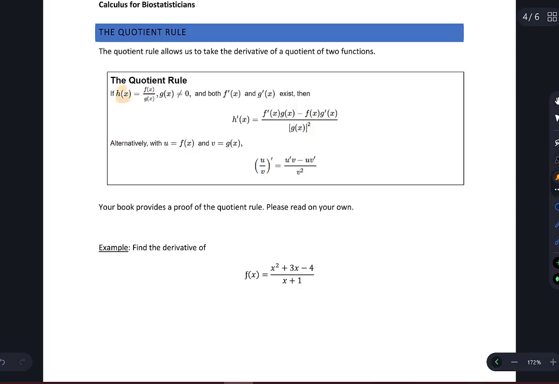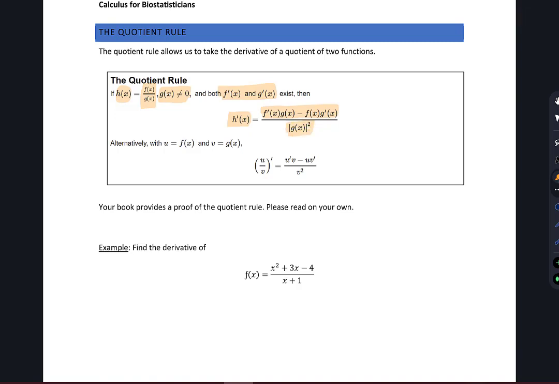So here, if our function is equal to the quotient of two different functions, now notice that the function in the denominator, we do need that to be non-zero, and that's because we can't divide by 0. And just like with the product rule, we do need both of those derivatives to exist. Then the quotient rule says that the derivative of h of x is equal to the following. So notice in the numerator, you actually have the piece from the product rule, but then we need to divide by g of x squared.